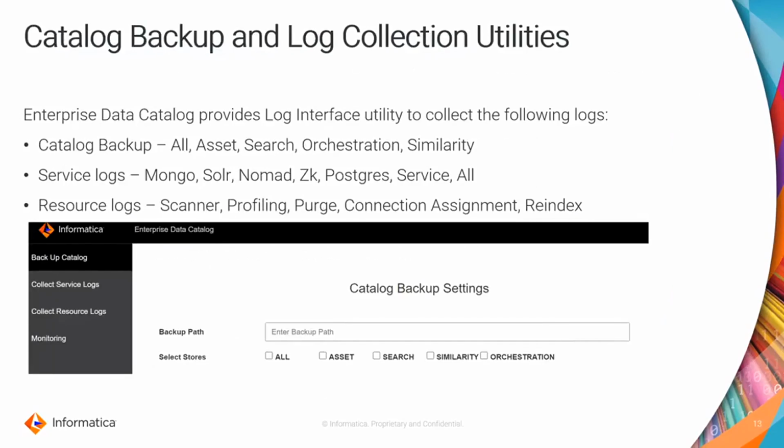Catalog backup and log collection utilities. Enterprise Data Catalog provides a log interface utility to collect the catalog backup, all the service logs, and all the resource logs. While collecting the catalog backup, you have the option to include either search store, asset store, orchestration, similarity, or you can choose all. In service logs, you can collect Mongo logs, Solr logs, Nomad logs, Zookeeper logs, Postgres logs, and so on. In resource logs, you can collect scanner logs, profiling logs, purge log, connection assignment log, and reindexing log.